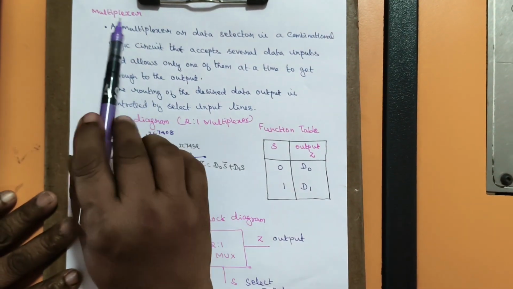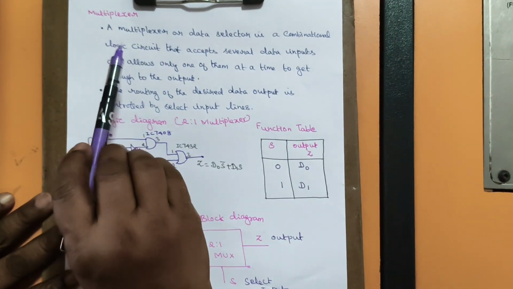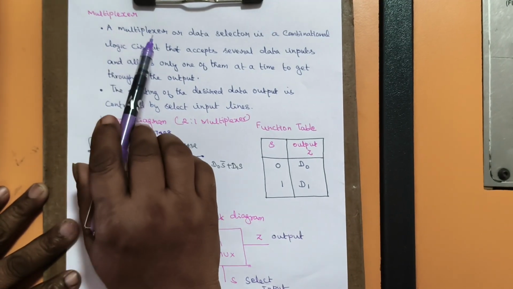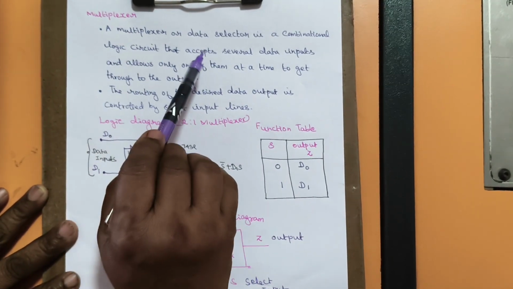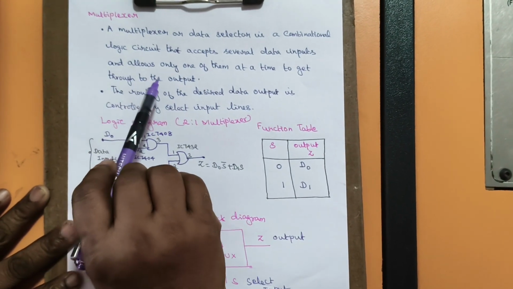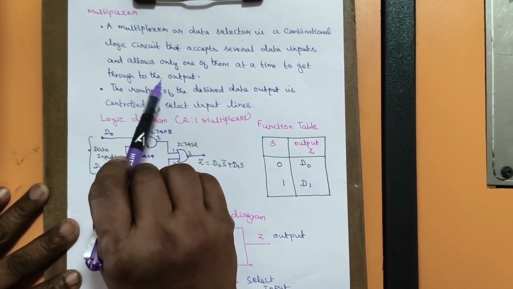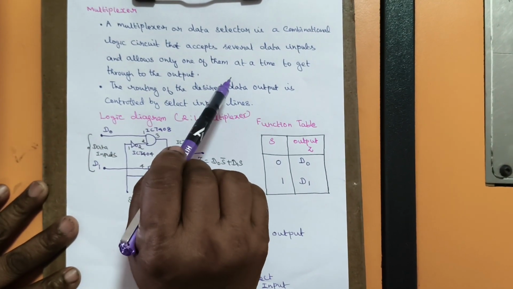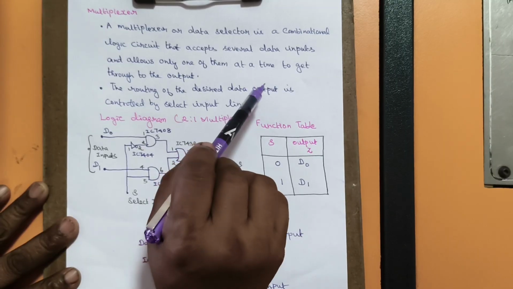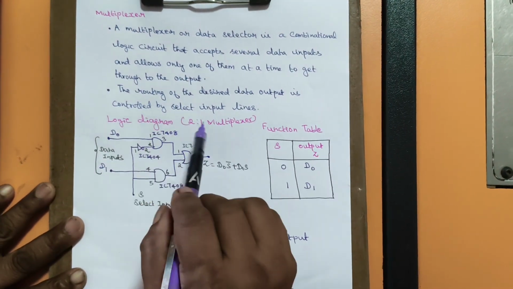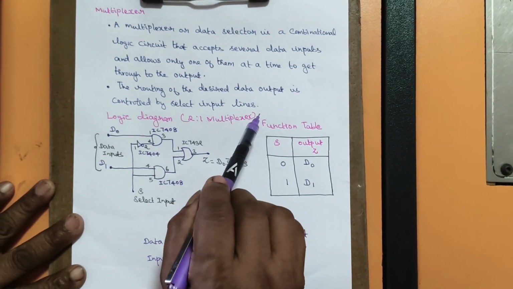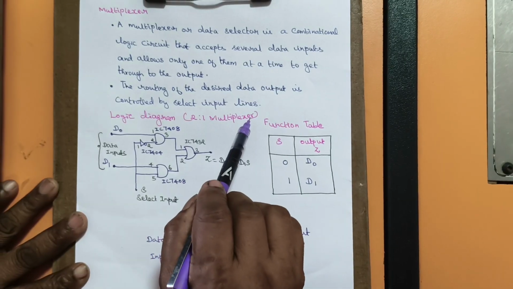Good evening students. Today we are going to see what a multiplexer is and how we are going to practically implement it. A multiplexer, or data selector, is a combinational circuit that accepts several data inputs and allows only one of the inputs to the output at a time. The routing of the desired data input to the output is controlled by the select lines.